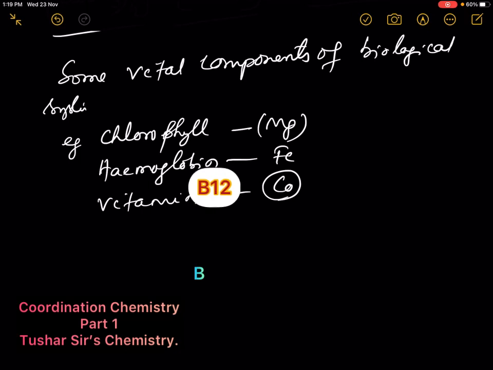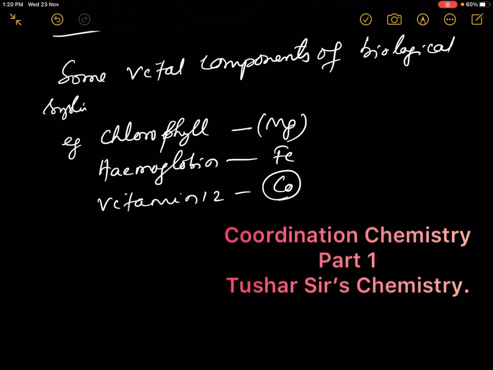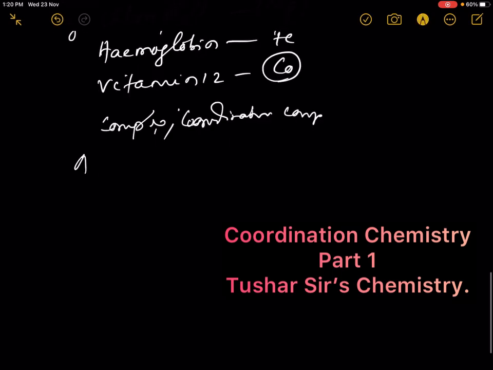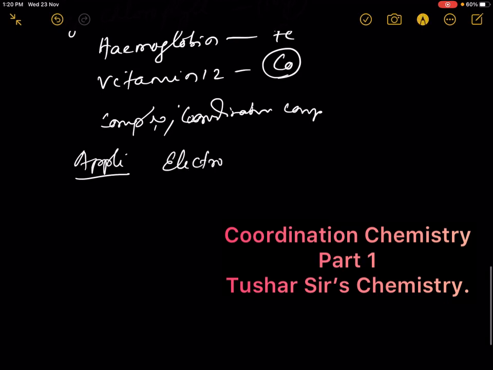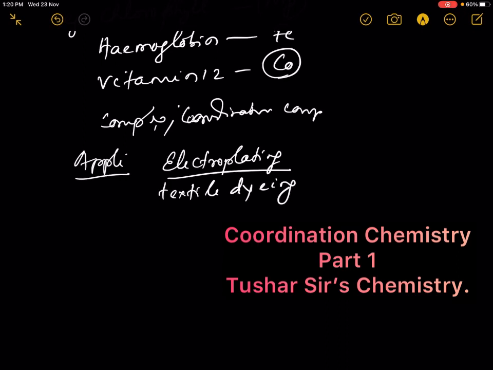A variety of metallurgical processes, industrial catalysts, and analytical reagents involve the use of complex compounds or coordination compounds. Coordination compounds have application in electroplating, textile dyeing, and medicinal chemistry.